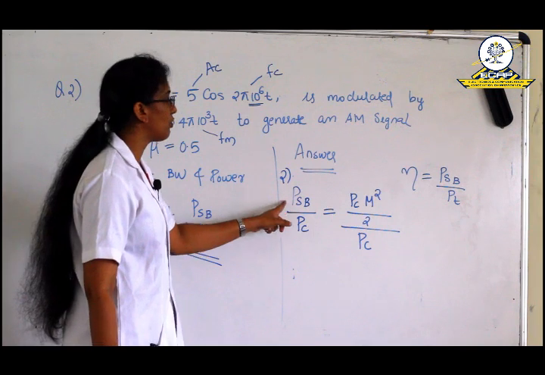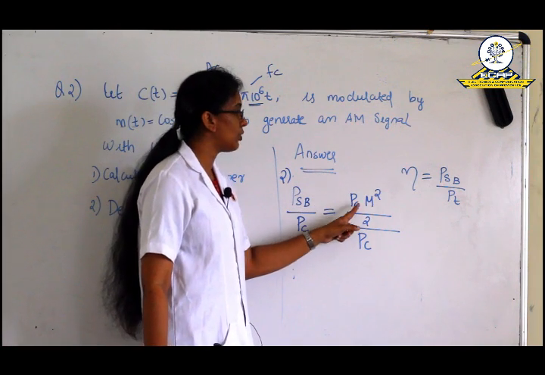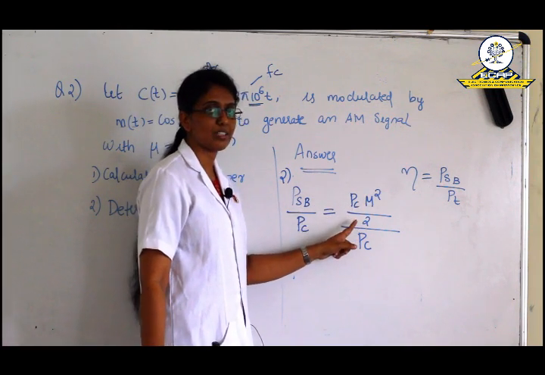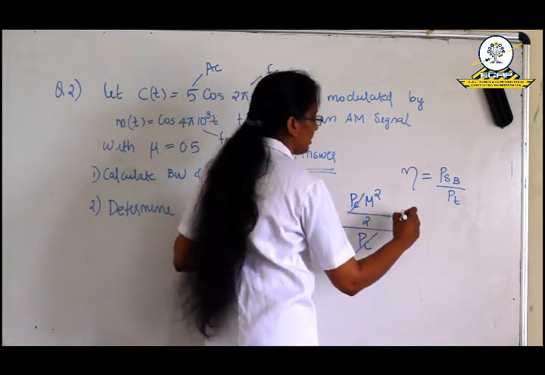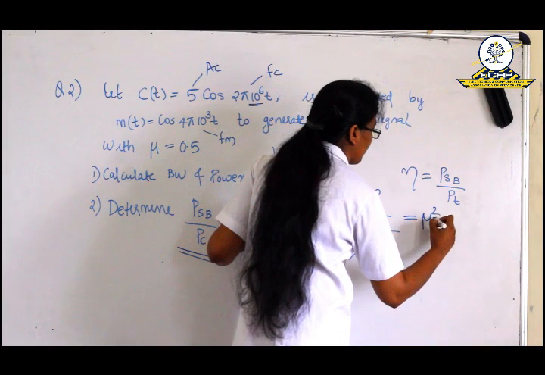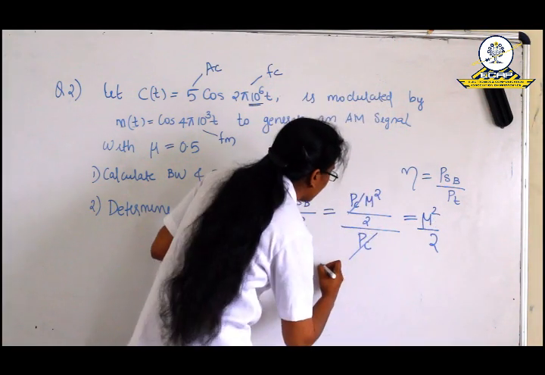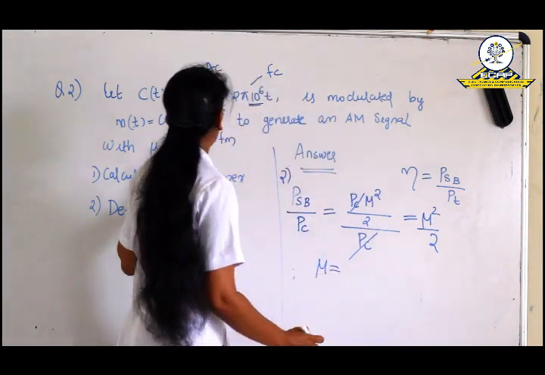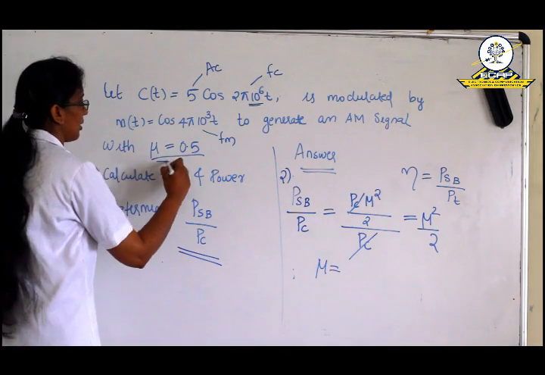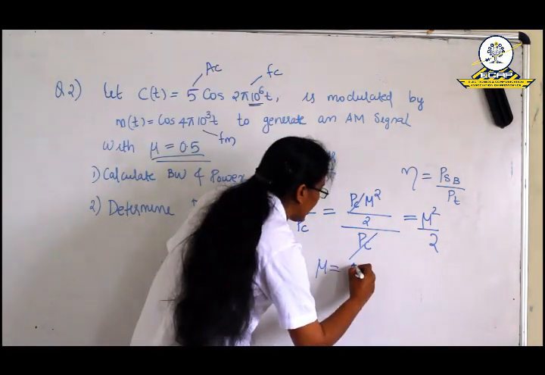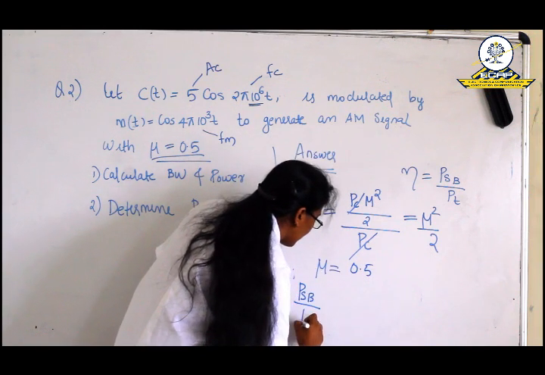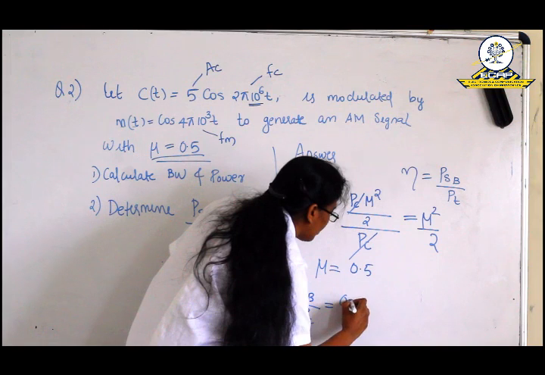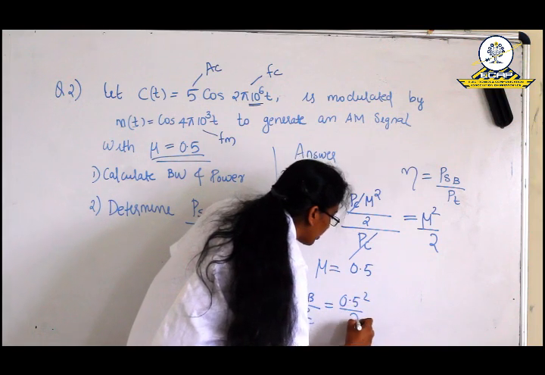So the equation for PSB is PC into mu square by 2, we already discussed earlier. Divided by PC. By cancelling these two terms, we get mu square by 2. By substituting the value of mu, mu is equal to 0.5, that is given in the question. We get the quantity PSB by PC is equal to 0.5 square by 2.